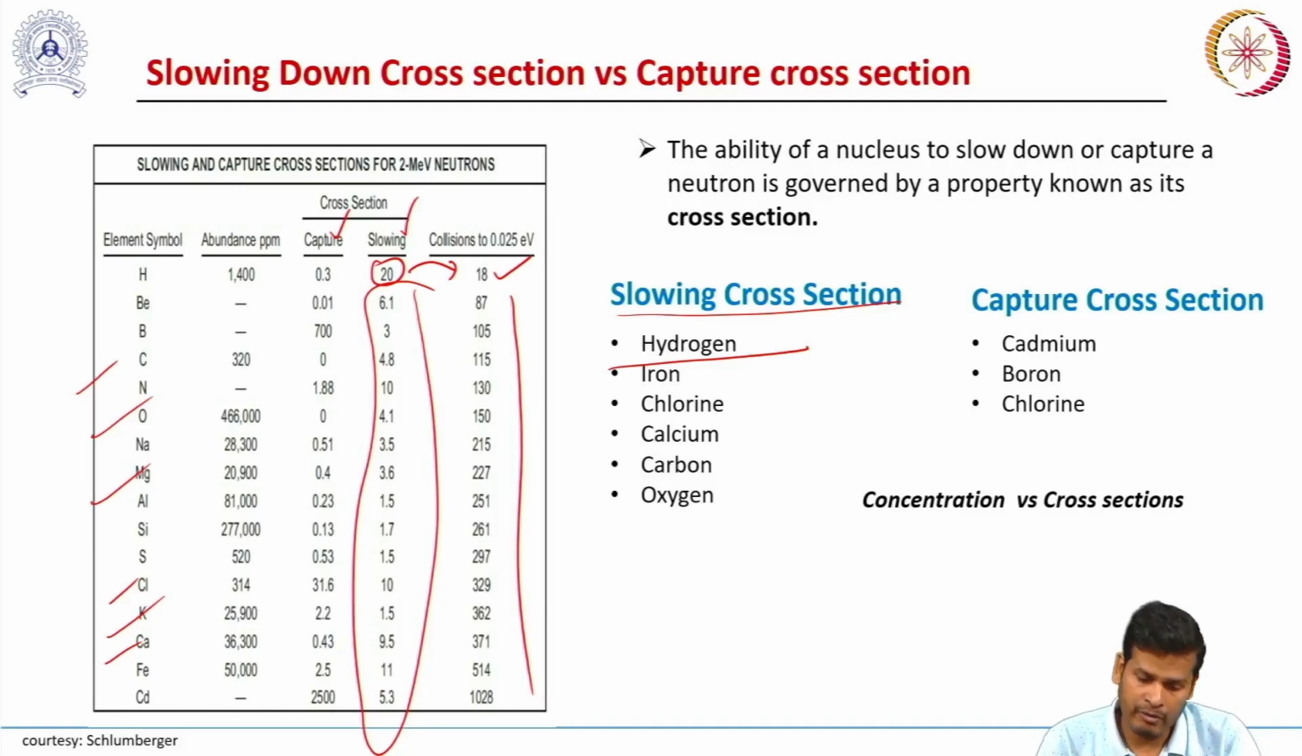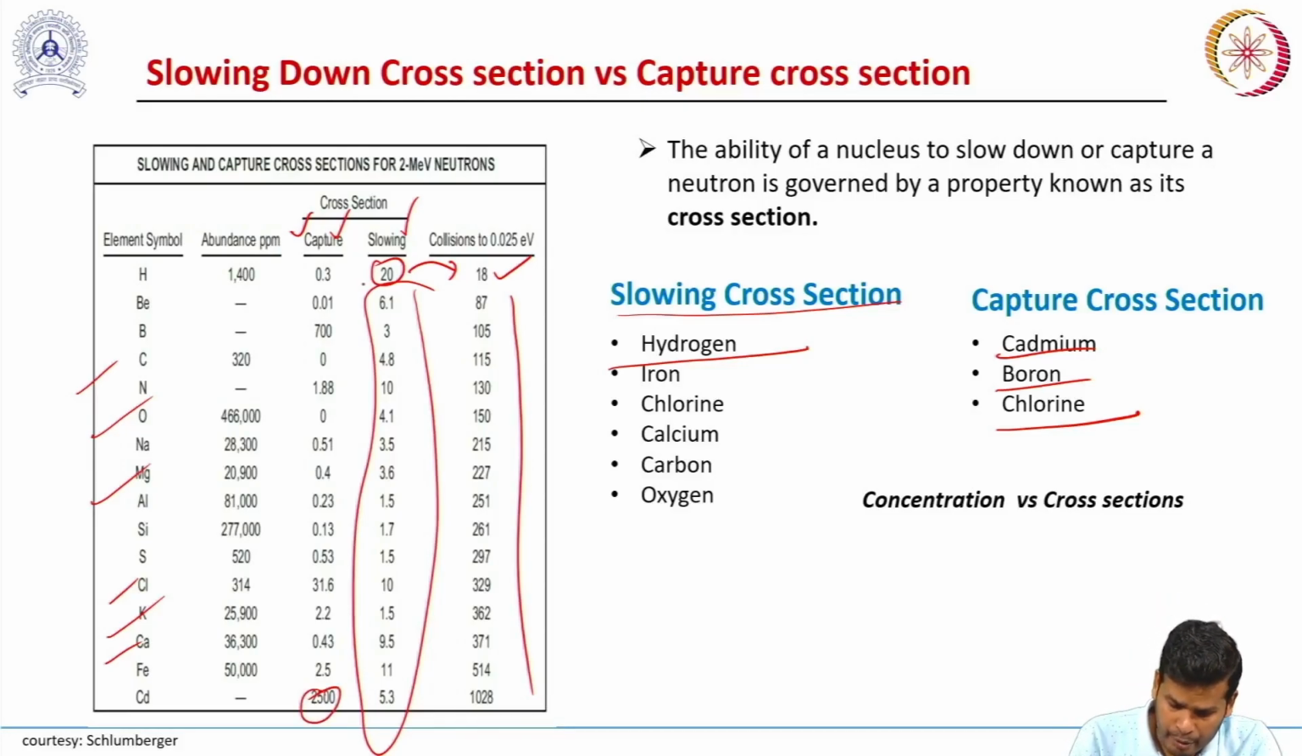If I talk now about the capture cross section, you can see that cadmium, boron, and then chlorine have the highest capture cross sections. Cadmium has around 2500, and boron has around 700.